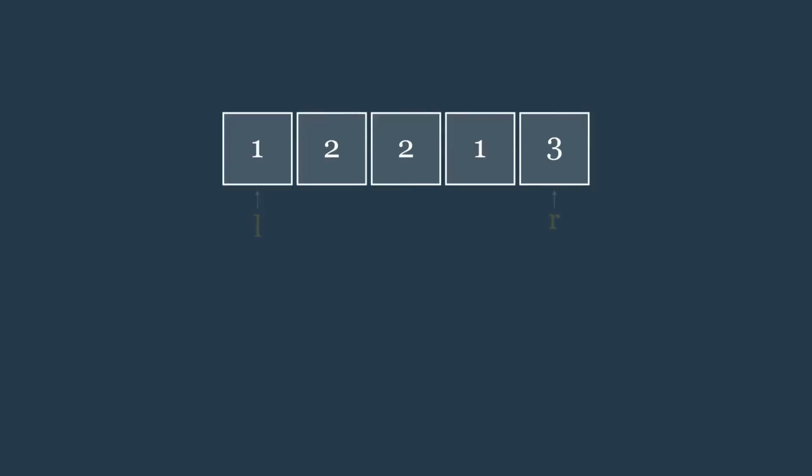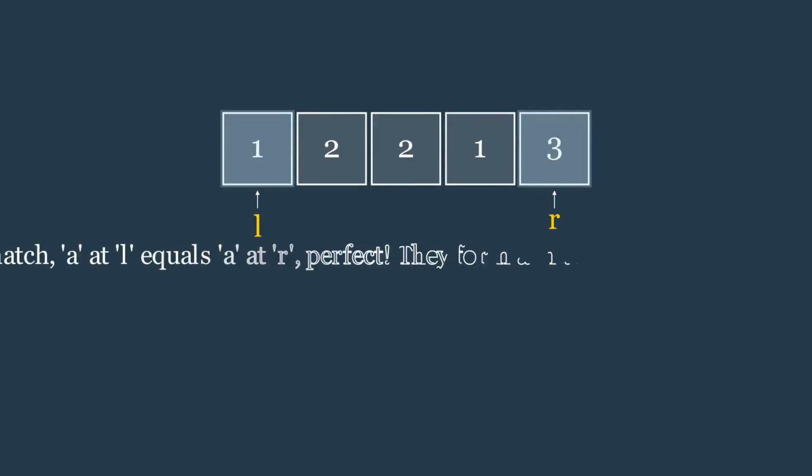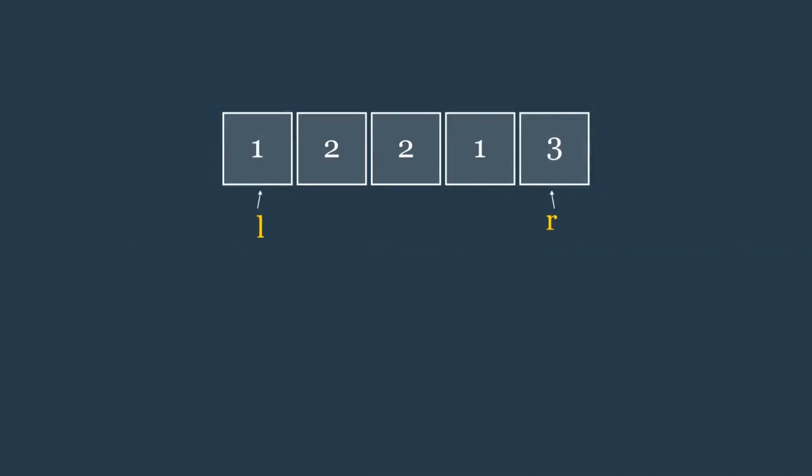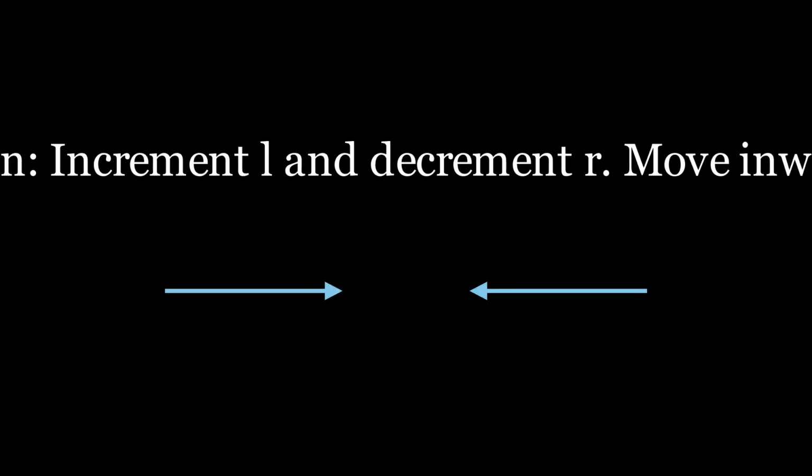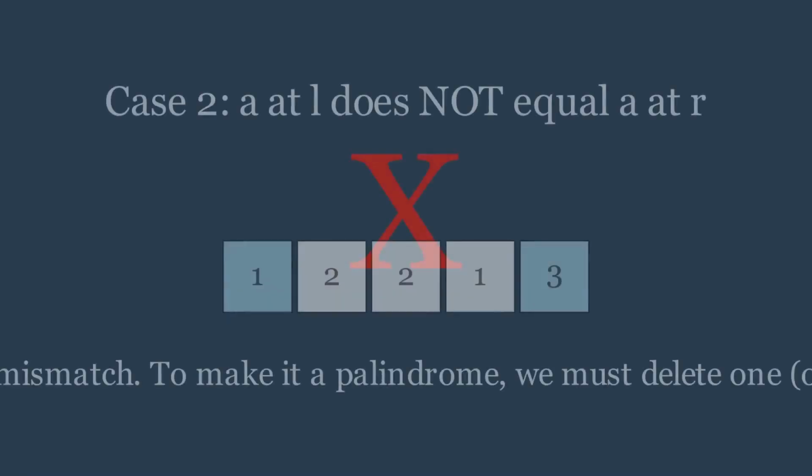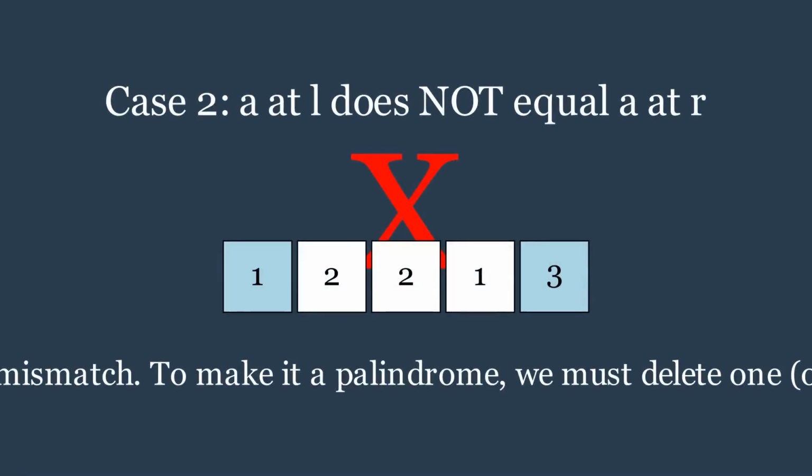If the elements at both ends match, A at L equals A at R, perfect. They form a matching pair for the palindrome. We keep them both. Action: increment L and decrement R. Move inwards.